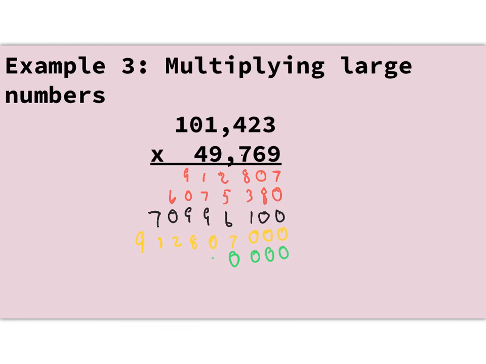4 times 3 is 12. Carry the 1. 4 times 2 is 8. Plus 1 is 9. Nothing to carry. 4 times 4 is 16. Carry the 1. 4 times 1 is 4. Plus 1 is 5. 4 times 0 is 0. And then 4 times 1 is 4. And now we add all of these numbers up.